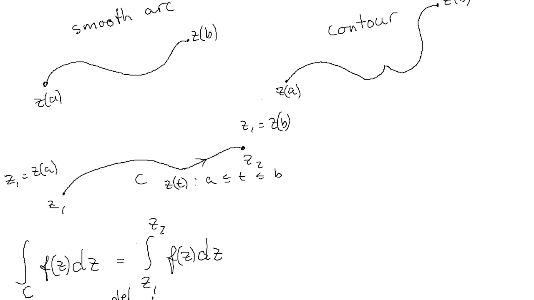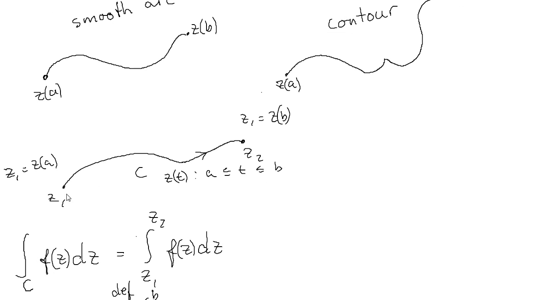So here we see a curve. Let's call this curve C. We often denote the curve, call it something, and C is a usual name for a curve. So it's defined by some function, some z(t) from a to b, where t is from a to b.